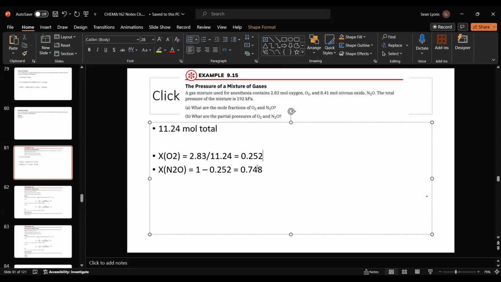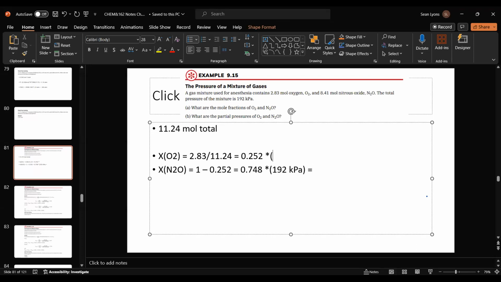But yeah, if you did 8.41 divided by 11.24, you should still get the same value. So that gives us the answer for A. That gives us the mole fractions. So now if we want to get the partial pressure of each of these, all we need to do is then multiply them by the overall pressure. So that'll be 192 kilopascals.